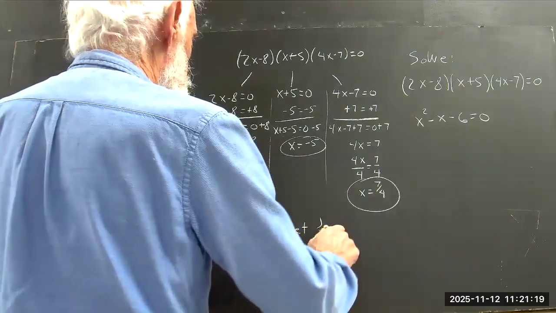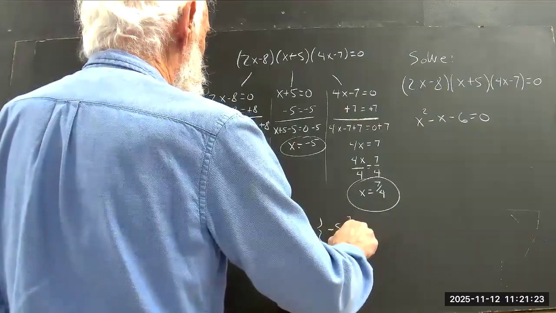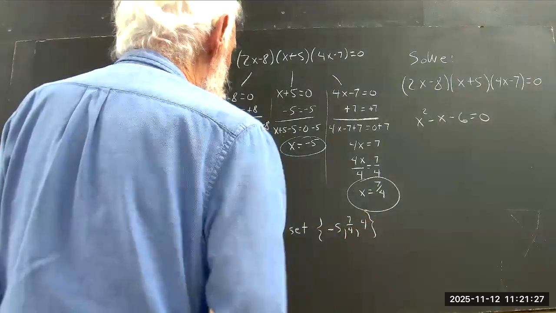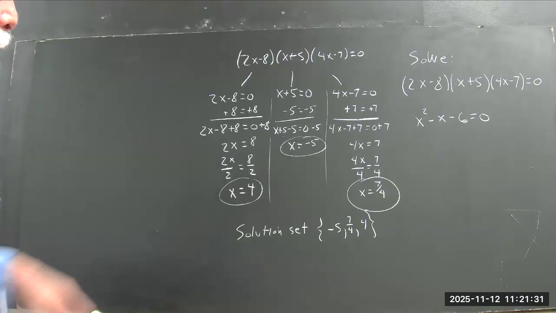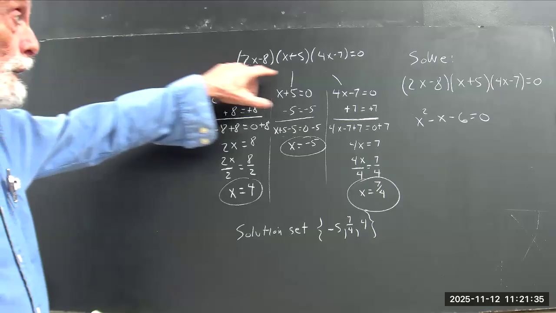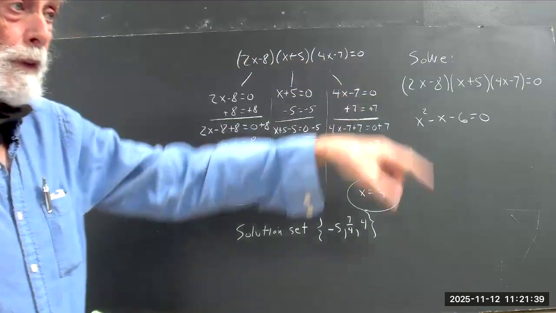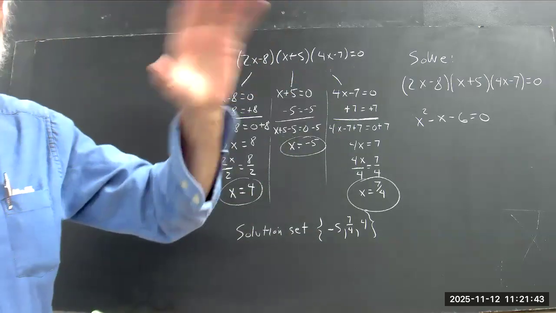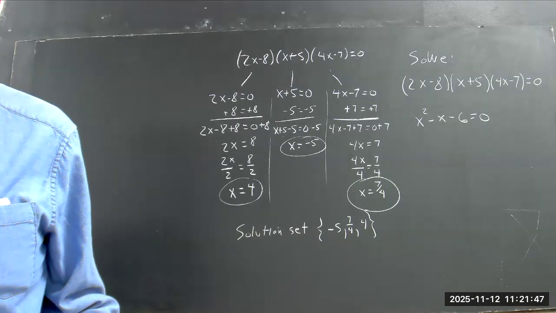The solution set then would be negative 5, 7/4, 4. So it's pretty simple to solve an equation where you have a bunch of things multiplied together equal to 0. If all those things are simply linear expressions with just x's and numbers, then it's really easy to solve, okay?